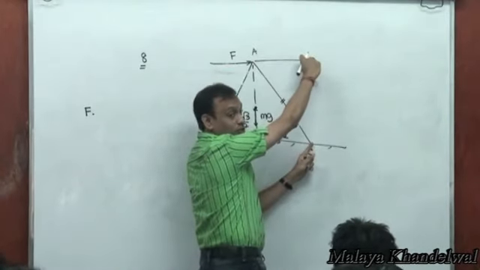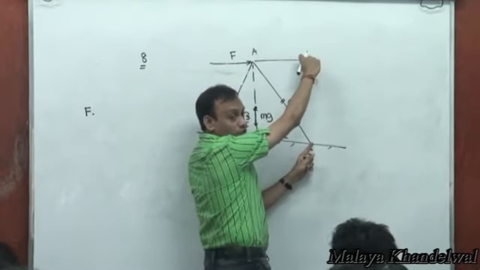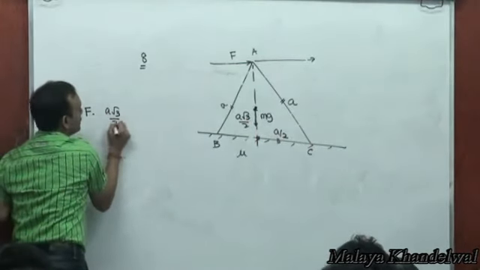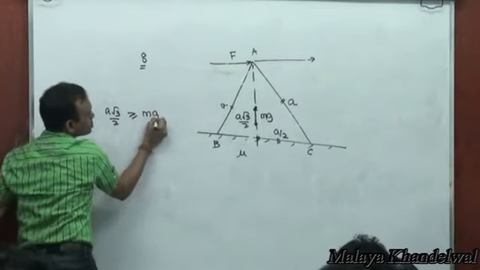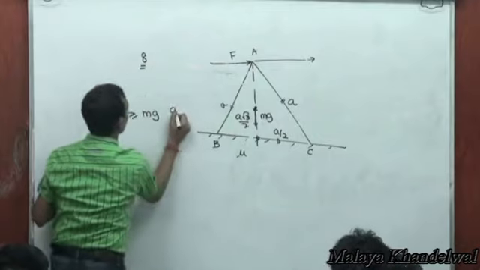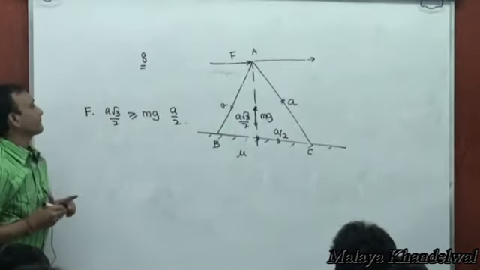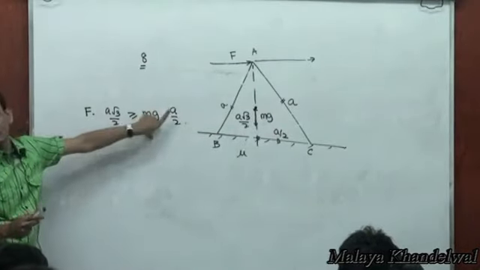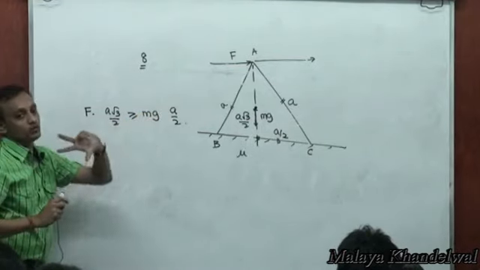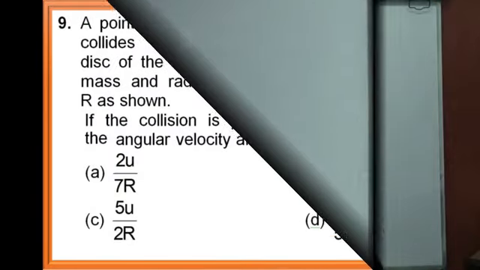arm, which is root 3 by 2. F into root 3 by 2 is the torque about C that F produces. And if it just about exceeds the torque because of mg about C, that means mg into a by 2. So F is greater than or equal to something; this will be the F minimum. The right hand side would be the F minimum required to topple it about C.